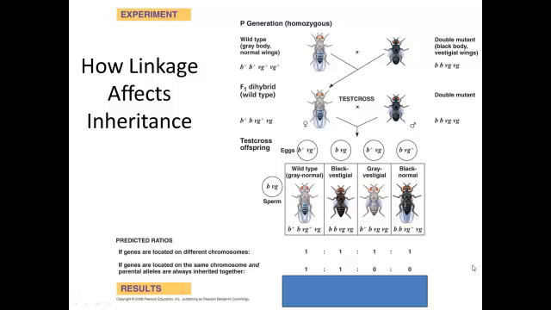But what we tend to see is this. This is almost a 1-to-1-to-0-to-0, but it is 90% parental types and 10% recombinants. How did we get the recombinants if the genes are on the same chromosome?